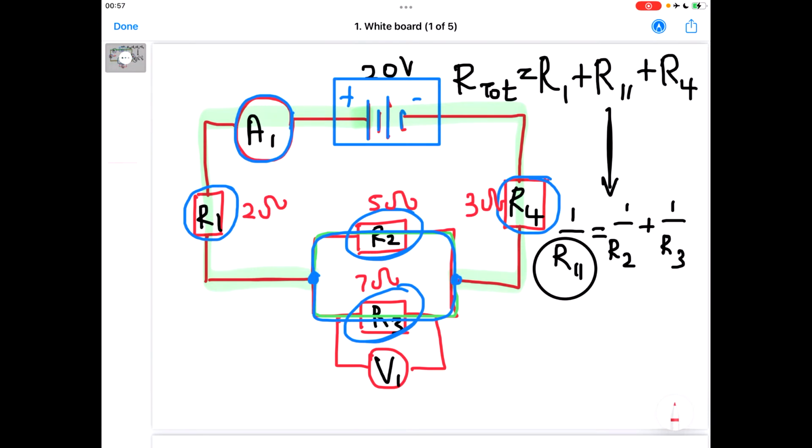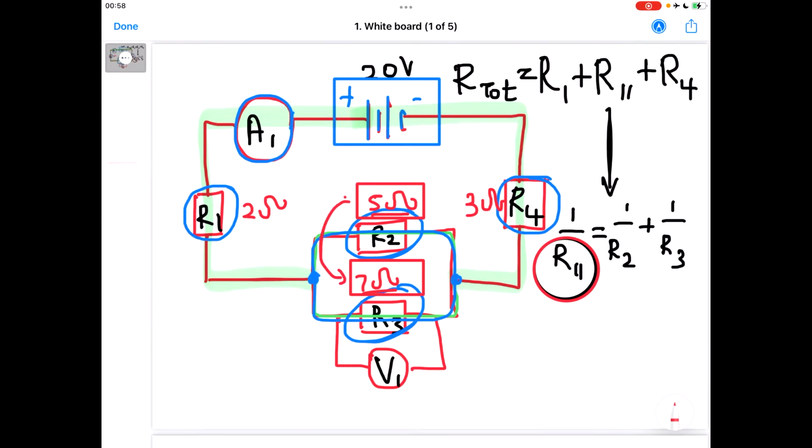Between these two resistors which are connected in parallel, which one is the smallest? Obviously the 5 ohms. So when you calculate your R parallel, the R parallel that you're going to get has to be smaller than the smallest resistance. So that means if you are having 5 and 7, your R parallel, these two combined, is going to be less than the smallest.